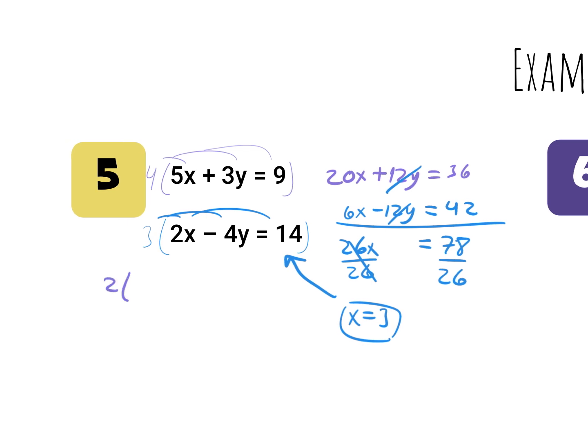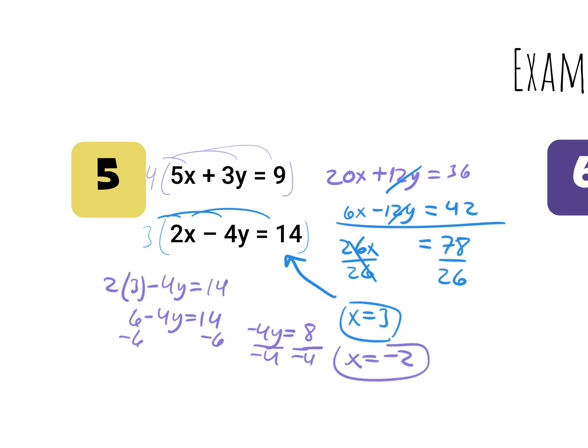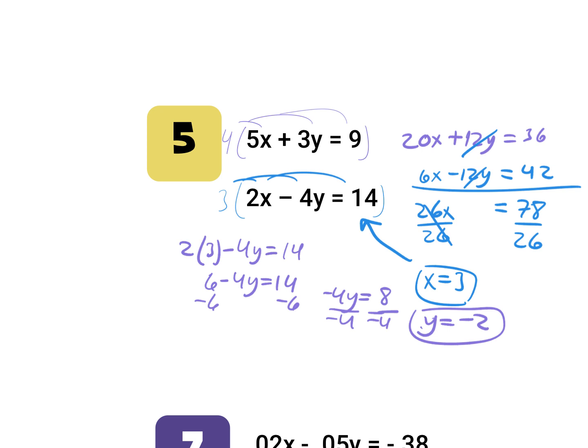All right, so we get 2 times 3 minus 4y equals 14. 2 times 3 is 6. 6 minus 4y equals 14. You can subtract 6 on both sides, and we get negative 4y equals, what is that, 8? And then divide both sides by negative 4. And then so you get x equals negative 2. I'm sorry, y equals negative 2. All right. And then so your answer as an ordered pair would be x comma y, so 3 comma negative 2.